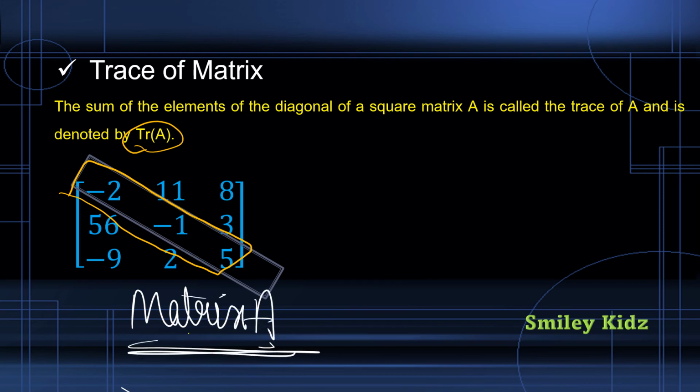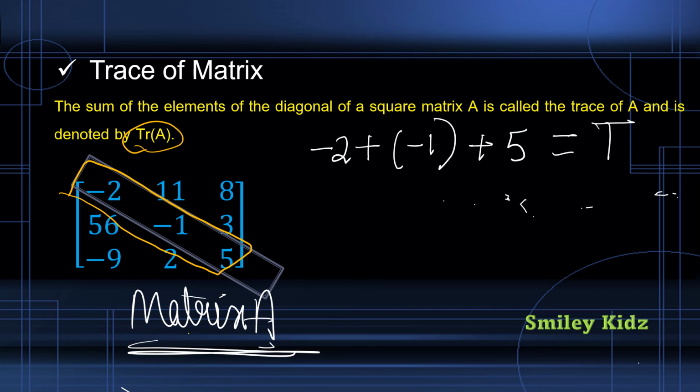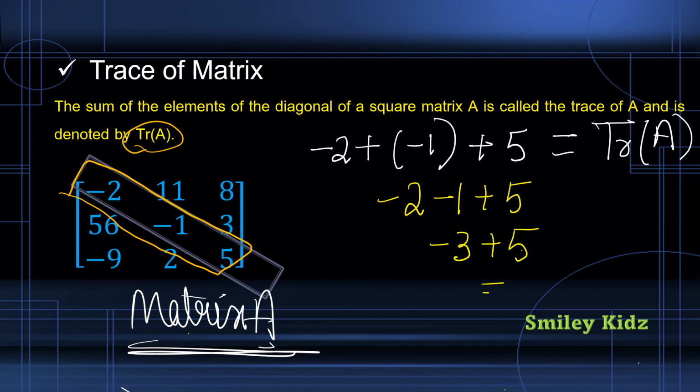Now the sum of the elements means nothing but the sum of the numbers. So -2 plus -1 plus 5 is nothing but the trace of A. Alright. What is a trace of a matrix? Well, it is the sum of all the elements which are present in the diagonal. Now if I solve this, we have -2 -1 plus 5. This is nothing but -3 plus 5, which is 2. Now what is the trace of square matrix A? It is 2.